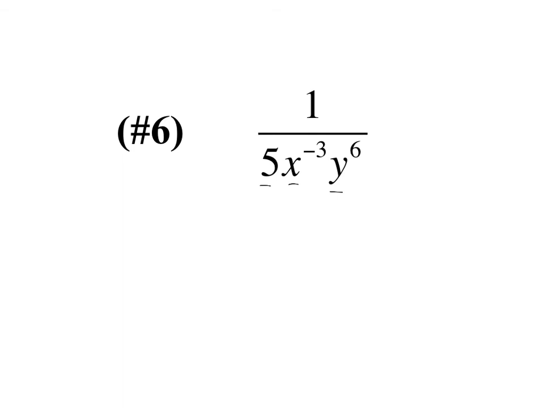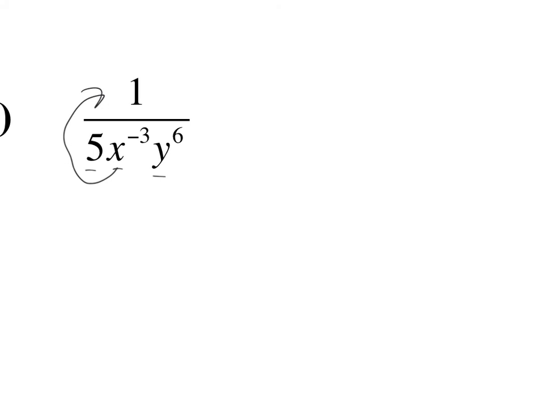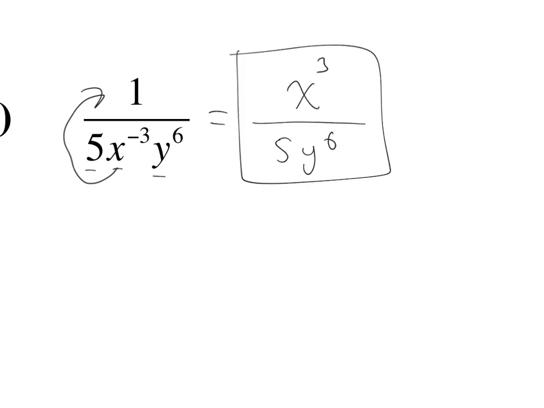Yes, we're actually going to move the x to the negative third to the top here. X to the negative third is going to go to the top, so we're going to have x to the positive third once we move it. And we're going to keep the 5y to the 6th on the bottom. That's going to be our answer.